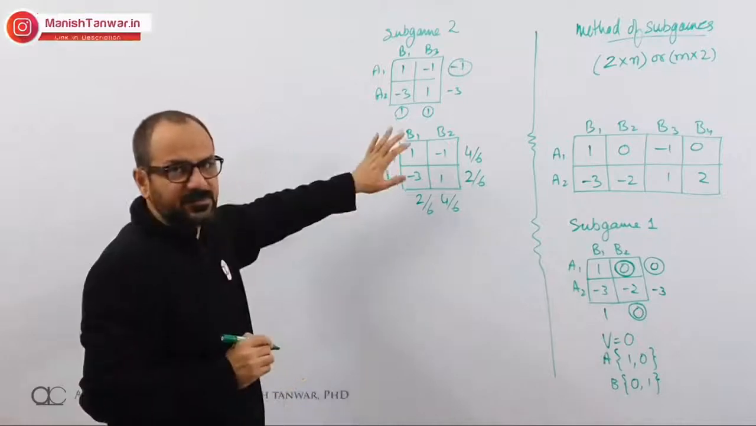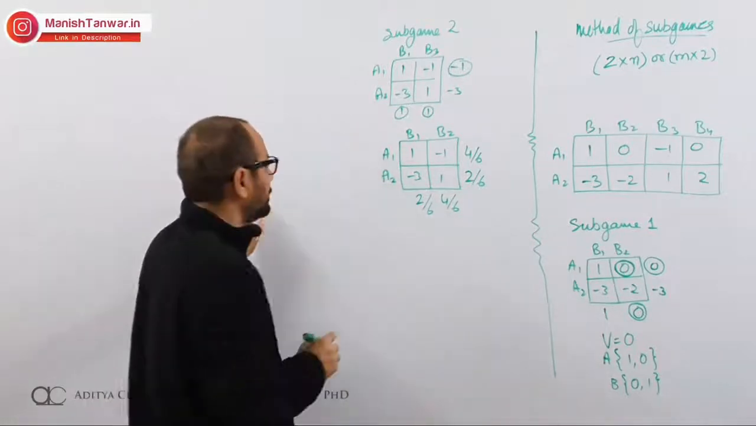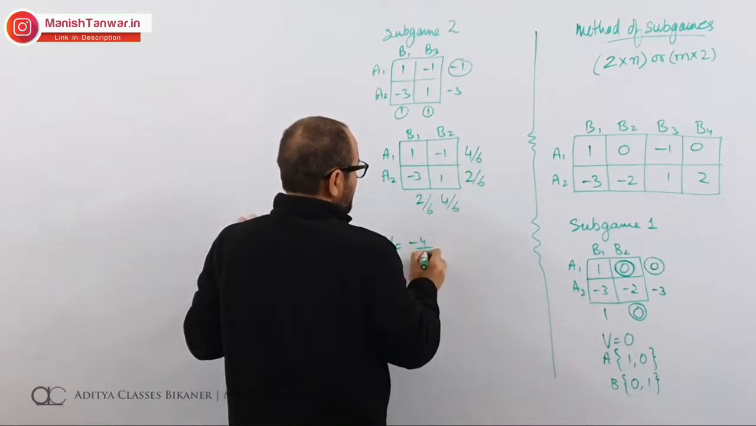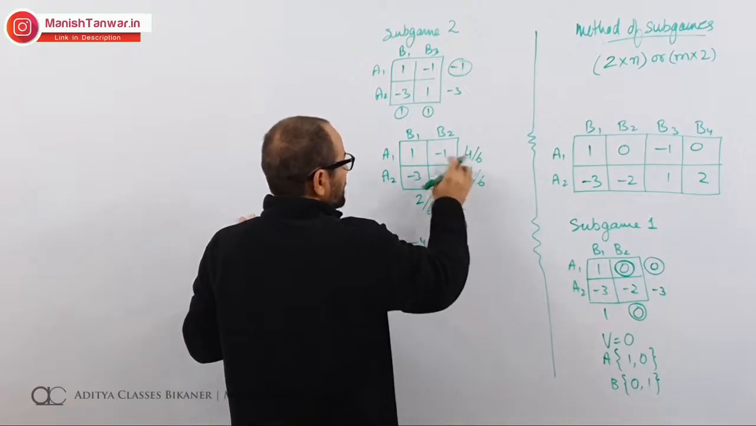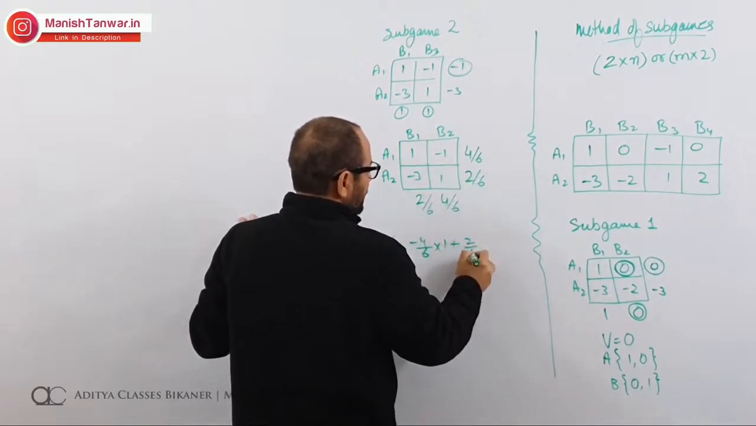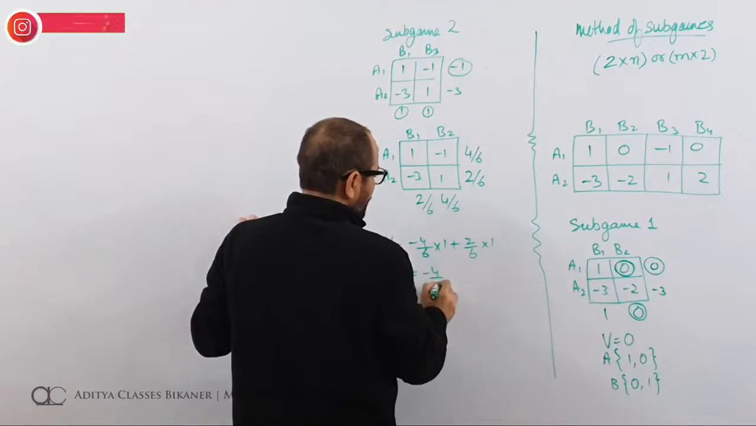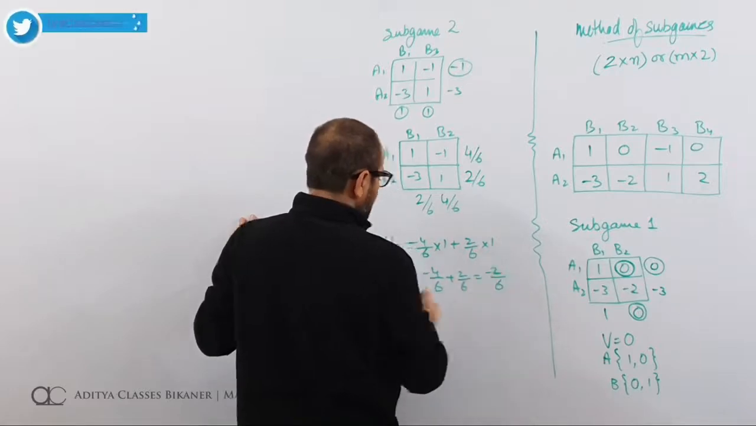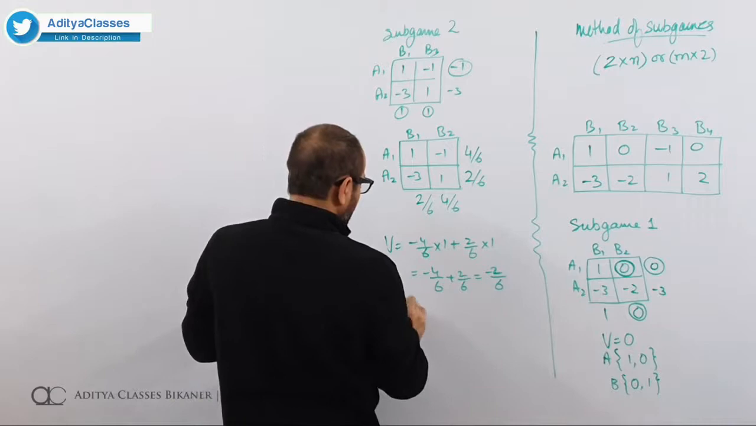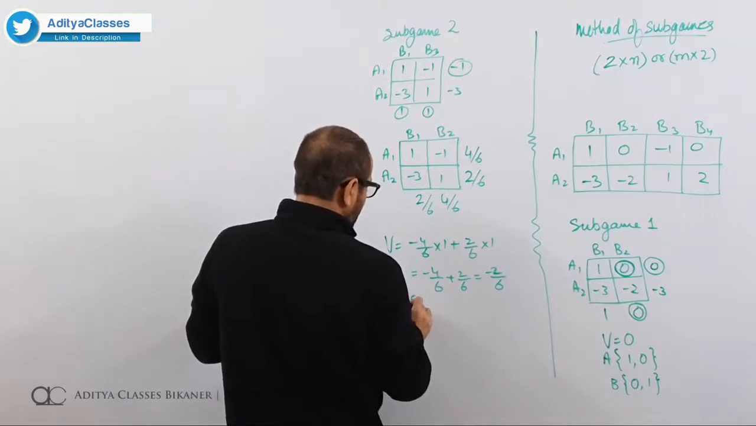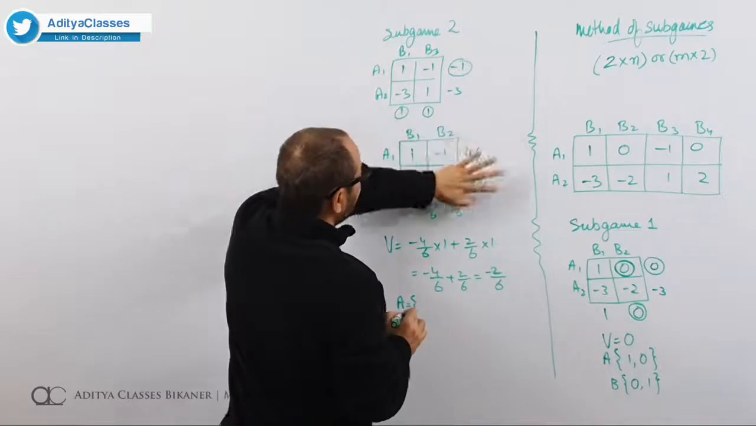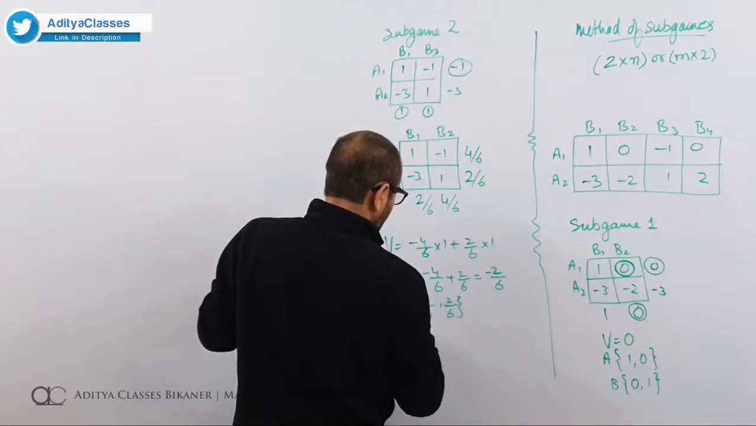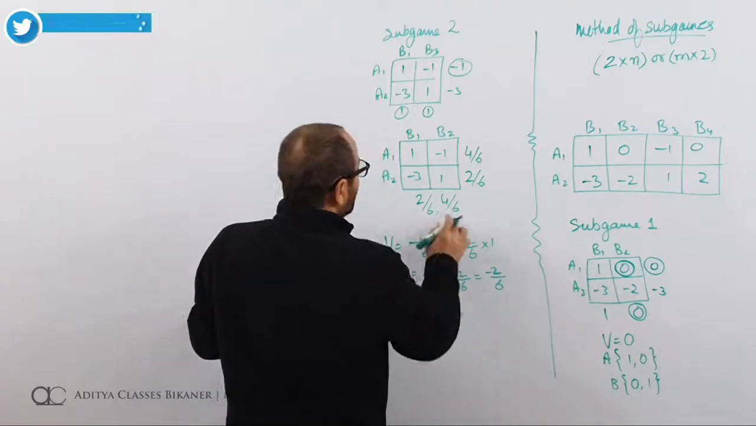I am assuming that you have seen previous videos where we have talked about oddment method. So value of game would be minus 4 by 6 multiplied by 4 by 6 multiplied by minus 1. Then we have 2 by 6 multiplied by 1, making it minus 4 by 6 plus 2 by 6, making it minus 2 by 6. And strategies would be, for A, 4 by 6 and 2 by 6. And for B, it is going to be 2 by 6 and 4 by 6.